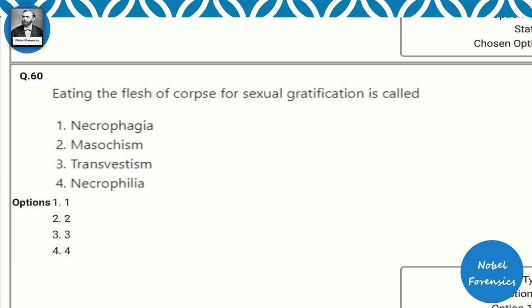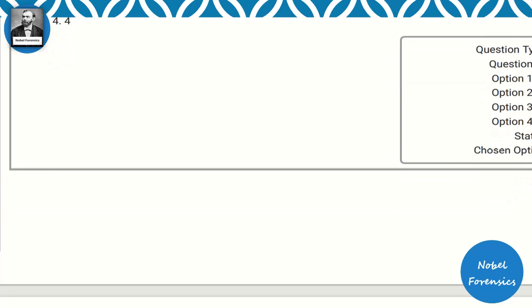Then, eating the flesh of a corpse for sexual gratification is called... corpse means dead body. Here, eating the dead body flesh for sexual gratification is necrophagia, and you already know that necrophilia is having sexual intercourse with the dead body, and masochism is sexual sadism. Then transvestism is simply wearing clothes of the opposite sex for sexual gratification, and these 4 are sexual perversions. Here the answer is necrophagia. Necrophagia is the eating of flesh of the dead body for sexual gratification.